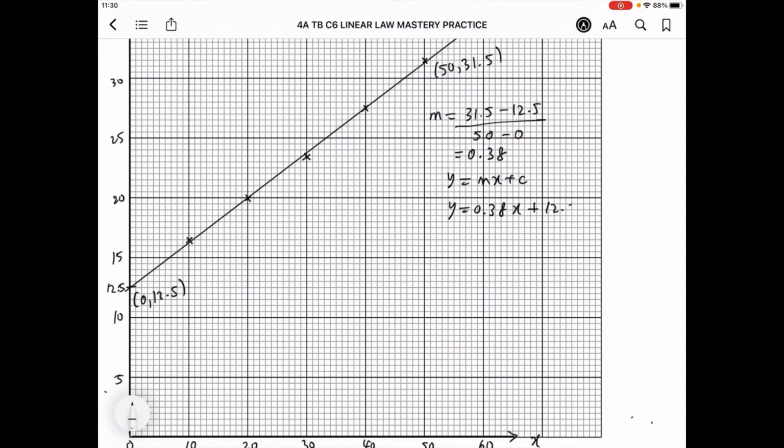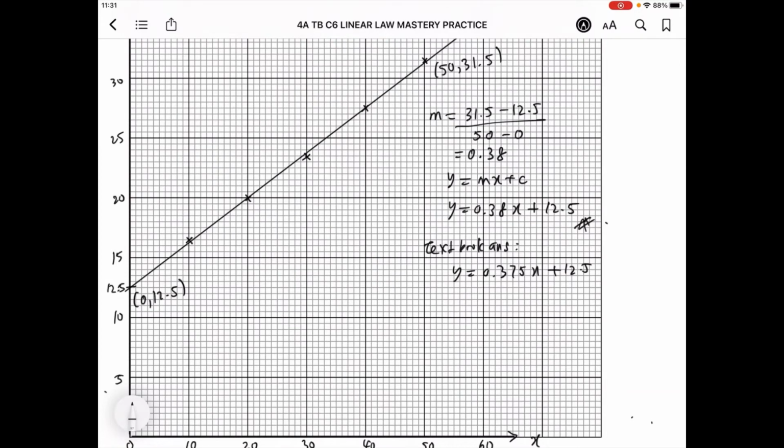Just so you know, your textbook answer is slightly different. The textbook answer is 0.375x plus 12.5. What I've done is I use a regression calculator. You can actually use your 570EX class quiz or any other calculator, which has this regression calculator. When you key in the points, it will give us exactly what the gradient and y-intercept are.